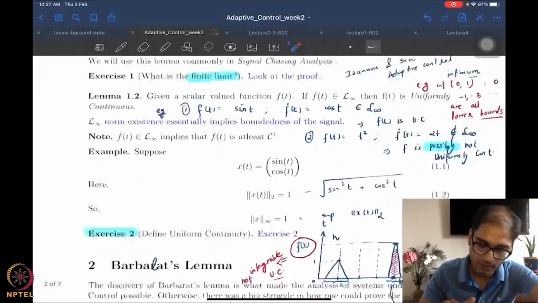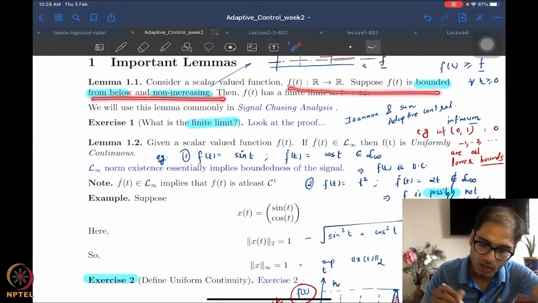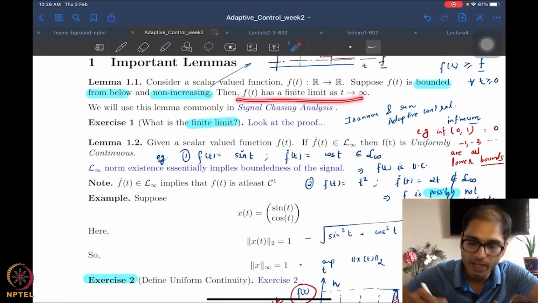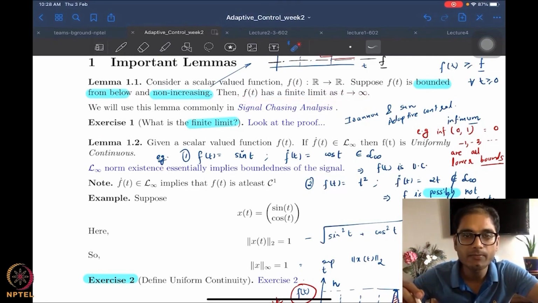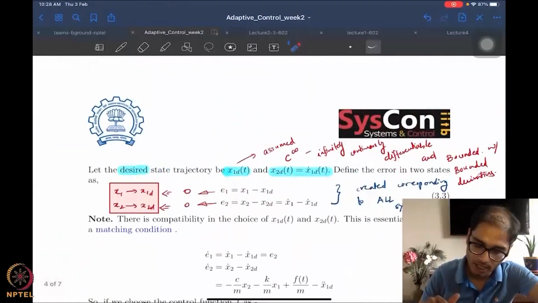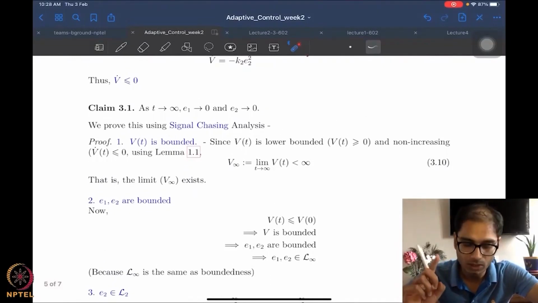This is one of the first lemmas we did. It said that if a function is bounded and non-increasing, then the function has a finite limit as t goes to infinity. That's what we use, lemma 1.1. That was the use of all these very nice lemmas.